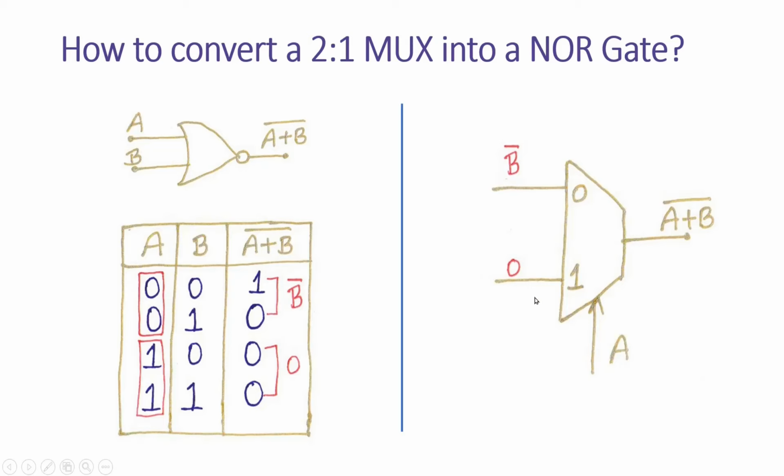Now when A is 1, we know that I1 will be passed to the output of the multiplexer. And let us see what is the expected output. When A is 1, the output is always 0, irrespective of B. So we will tie 0 to the I1 input of the multiplexer. And this is how we can implement a NOR gate with the help of a 2:1 multiplexer.